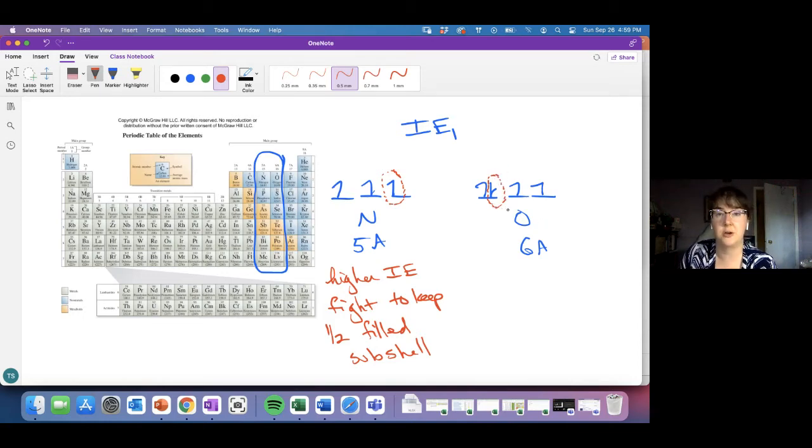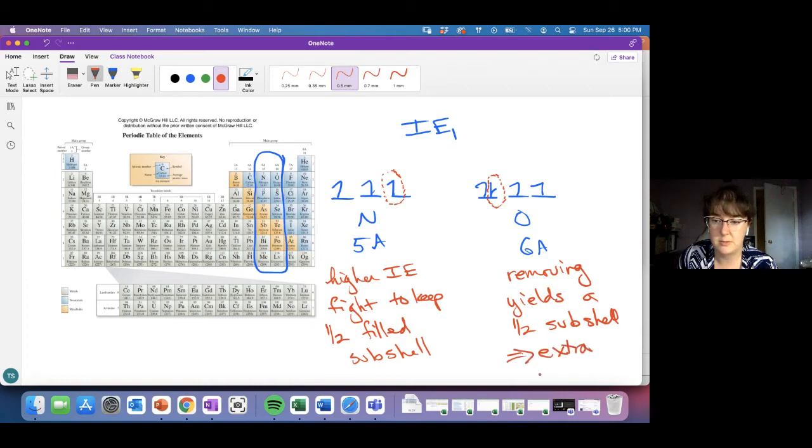Whereas when we look at oxygen or any of the elements in 6A, removing this electron actually yields, creates that half-filled subshell. So this is extra stable. So what you wind up seeing is that it actually does not take as much energy to remove an electron from oxygen as you would expect.